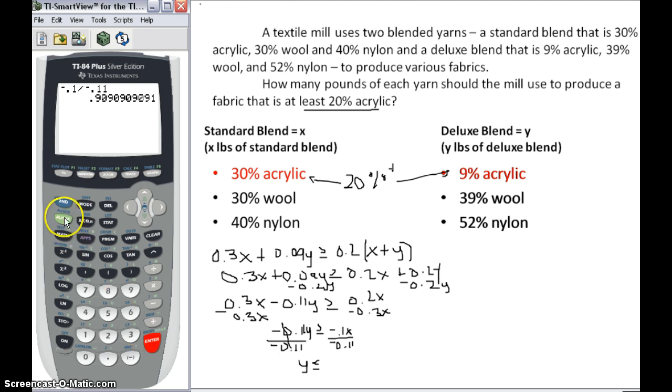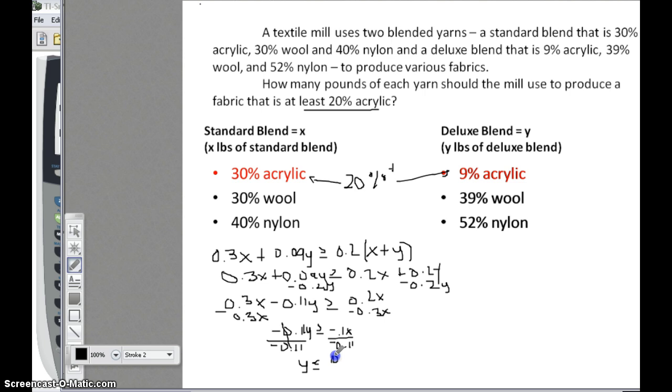So I'm going to push my math button and change that into a fraction so that I have a bit easier number to work with. So that is 10 over 11, and that is positive for my x. So I have 10 over 11 x. Now I don't have any b values, so that means the b value is really 0. That's why it's not written.